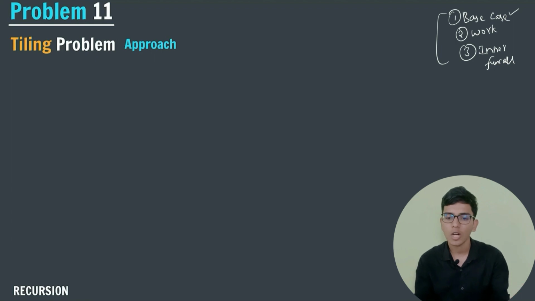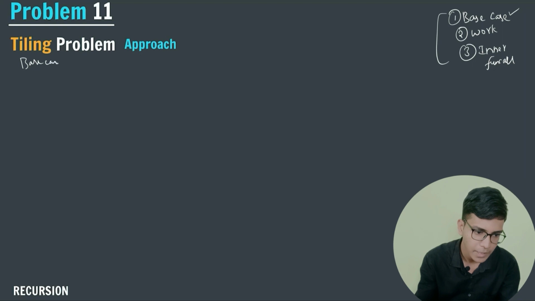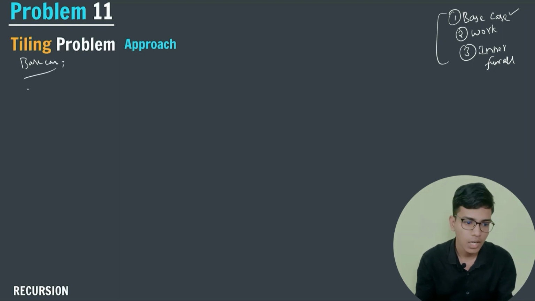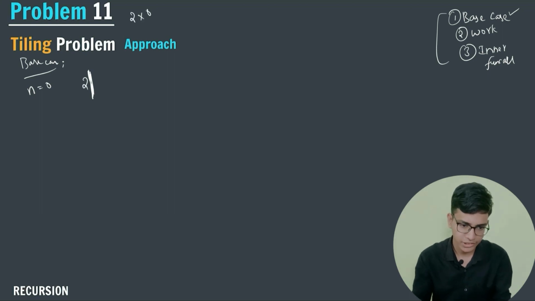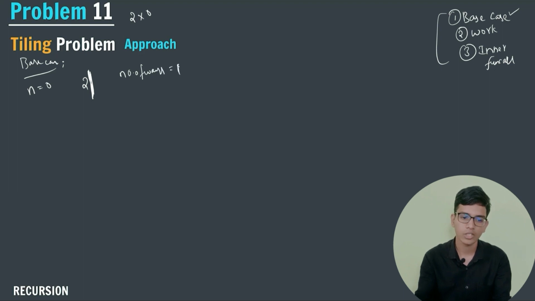So first of all, let us talk about our base case. To get the base case, let us take some examples. When n is equal to 0, it means that our floor is like a single line with 2 cross 0 dimension. So in this, the number of ways will become 1. Number of ways is equal to 1.